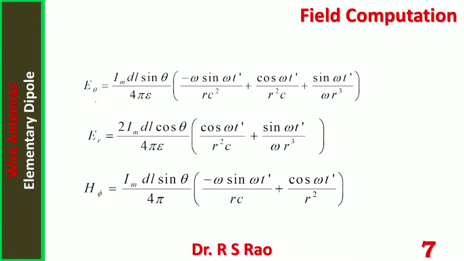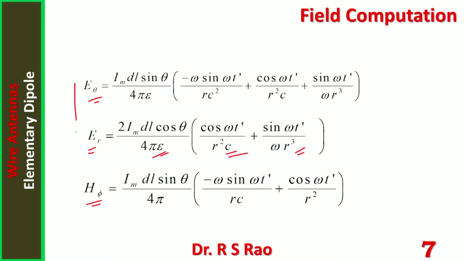After doing integration and manipulation, we get E theta as Im dl sin theta by 4 pi epsilon into [minus omega sin omega t prime by r c square plus cos omega t prime by r square c plus sin omega t prime by omega r cube]. Er can be found equal to 2 Im dl cos theta by 4 pi epsilon multiplied by [cos omega t prime by r square c plus sin omega t prime by omega r cube]. H phi equals Im dl sin theta by 4 pi into [minus omega sin omega t prime by rc plus cos omega t prime by r square].